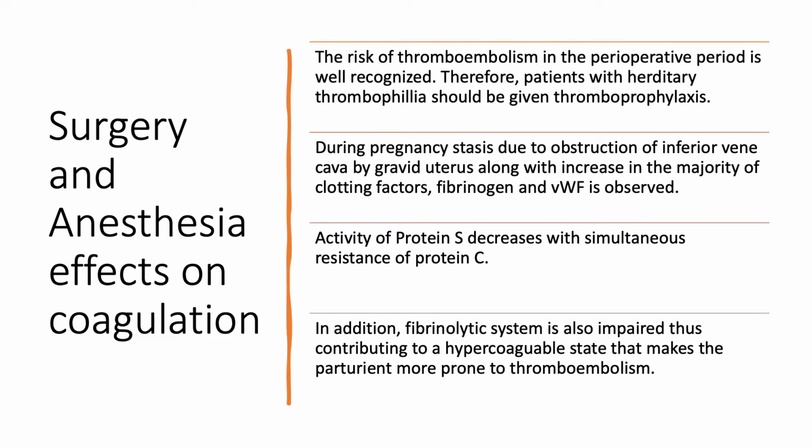During pregnancy, stasis due to the obstruction of the inferior vena cava by the gravid uterus, along with an increase in the majority of clotting factors, fibrinogen and von Willebrand factor, are observed. Activity of protein S decreases with simultaneous resistance to protein C. In addition, the fibrinolytic system is also impaired, thus contributing to a hypercoagulable state that makes the parturient more prone to thromboembolism.